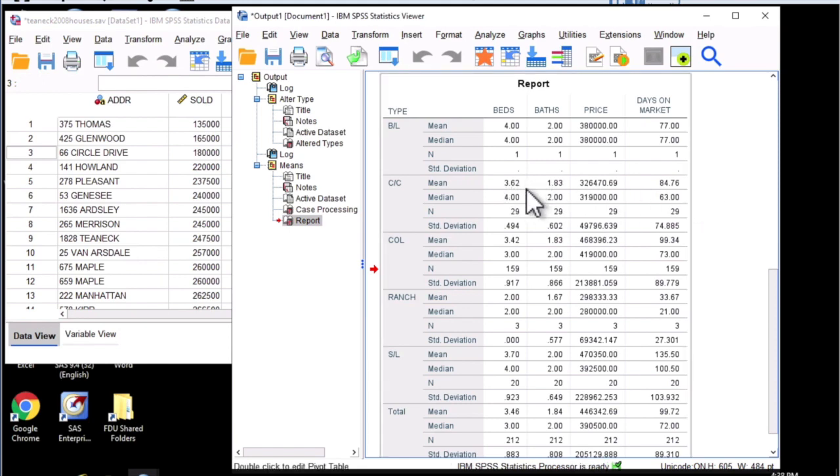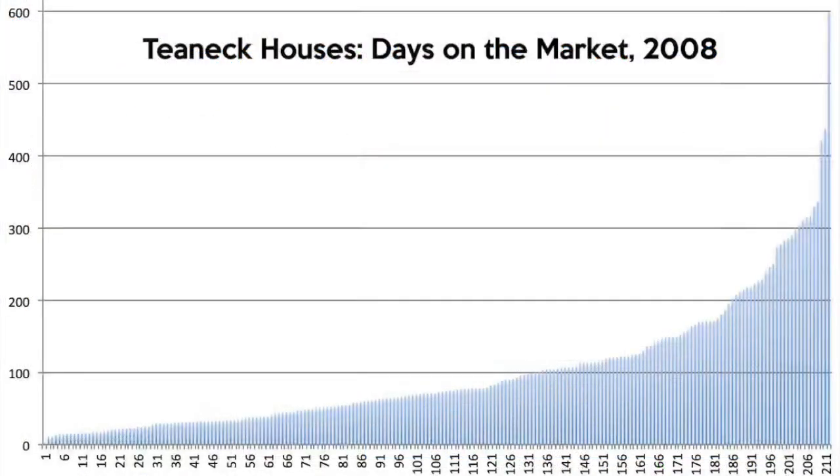So the mean for beds, the mean for baths, the mean for price, the mean for days on market. Then you've got the median for each of these. And again, since you can't be on the market for less than 0 days, you can't get lower than 1 or 0. But you can get as high as 700 or 800 or even 1,000, because a house can just stay on the market for a couple of years. So the median will be lower.